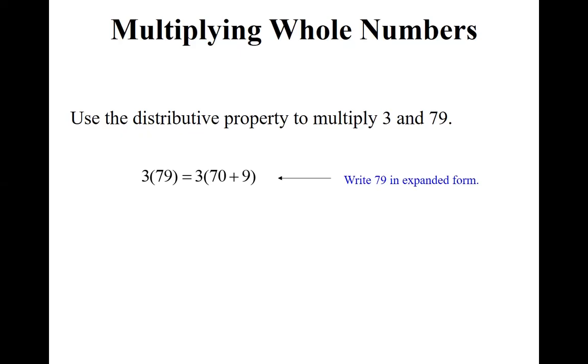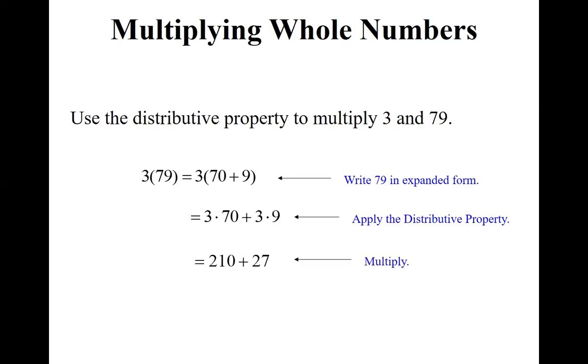So 3 times 70, that's 3 times 7 with a 0. 3 times 7, we know that's 21. 21 with the 0 is 210. 3 times 9, we know that one, that's 27. We add 210 plus 27, and we get 237.